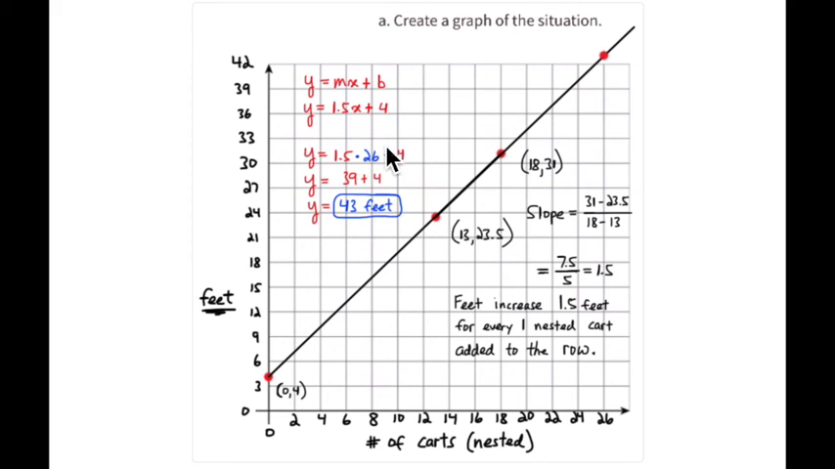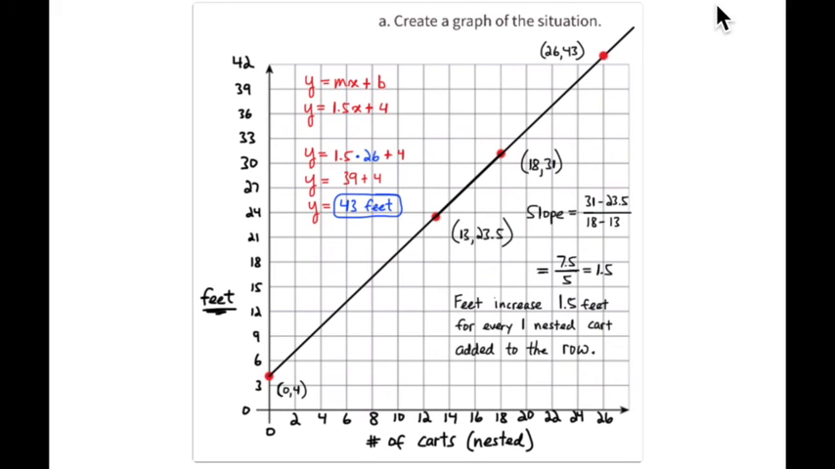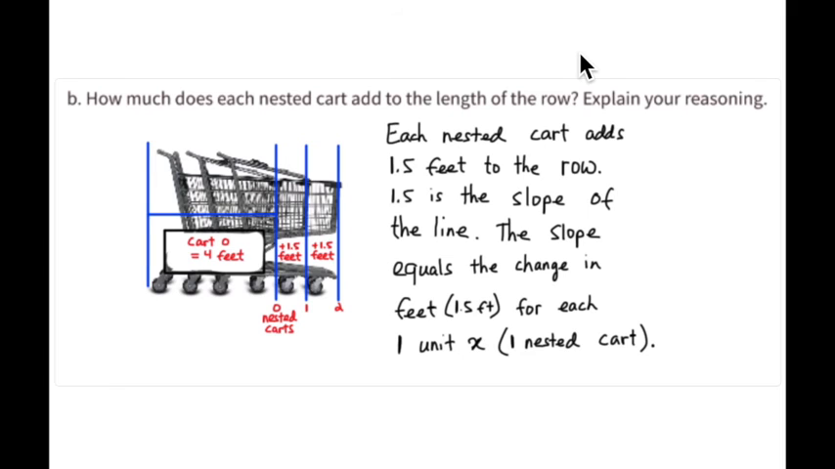So it's just going back and forth. Now this is the answer to the question. I'm giving that to you first. You have all the information to figure it out. But this point right here is at 26 nested carts and 43 feet.